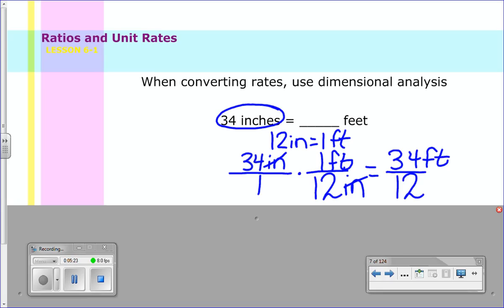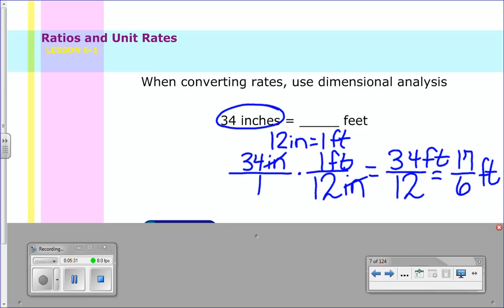And there's no label there. So I get 34 twelfths, which simplifies to 17/6 feet, which again, you could simplify again and get 2 5/6 feet. All right, so again, the most important idea here is whatever's on top, you need to make sure that label's on the bottom in order for them to cross out.